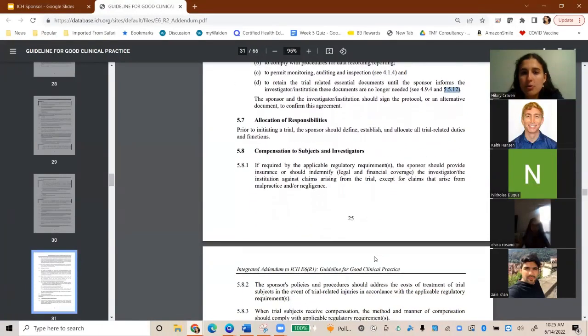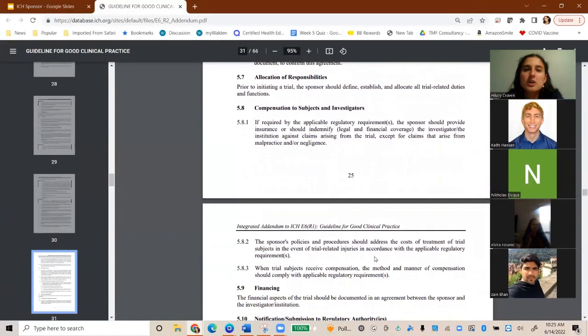Right, so let's just do a couple more. So allocation of responsibilities. Prior to initiating the trial, the sponsor should define, establish, and allocate all trial-related duties and functions, right? So everything should be organized. And you can think of this as a delegation of authority log, which we see on the site side, right? The PI will delegate the different responsibilities for running the study at his or her site, right? But the same kind of thing needs to happen study-wide by the sponsor.